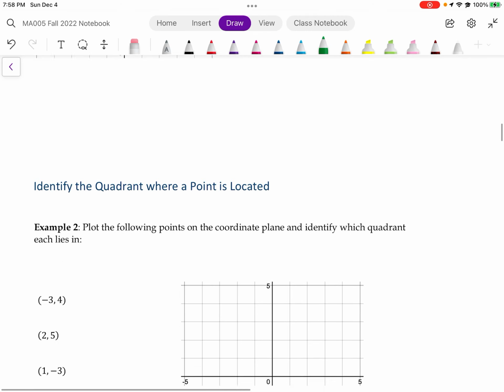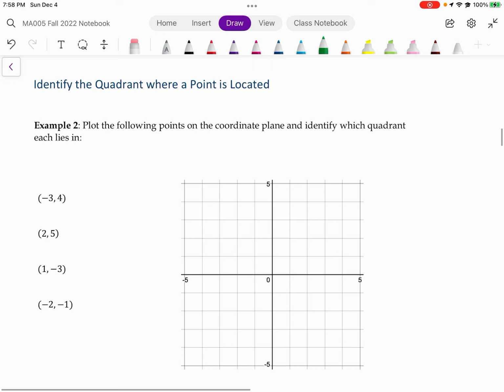All right. So identify the quadrant where a point is located. So let's plot these points and then identify which quadrant it lies in. So I'll do the first one with you, and then if you could pause the video and try them, that would be great. So -3, 4 would be 1, 2, 3, and then 1, 2, 3, 4 right here. So there's -3, 4. So that is in quadrant, I'm just going to use a Q, quadrant 2. All right, you go ahead and pause the video and try the rest.